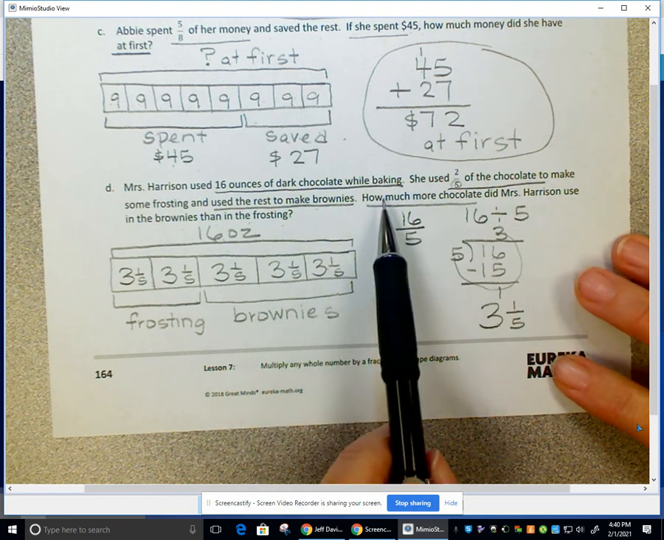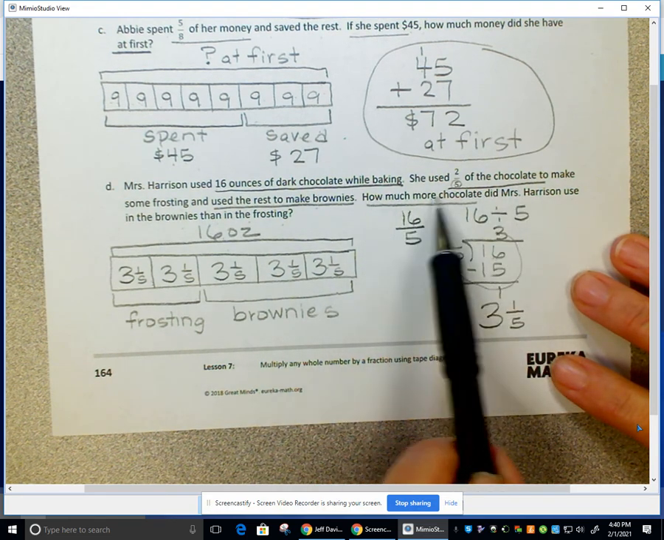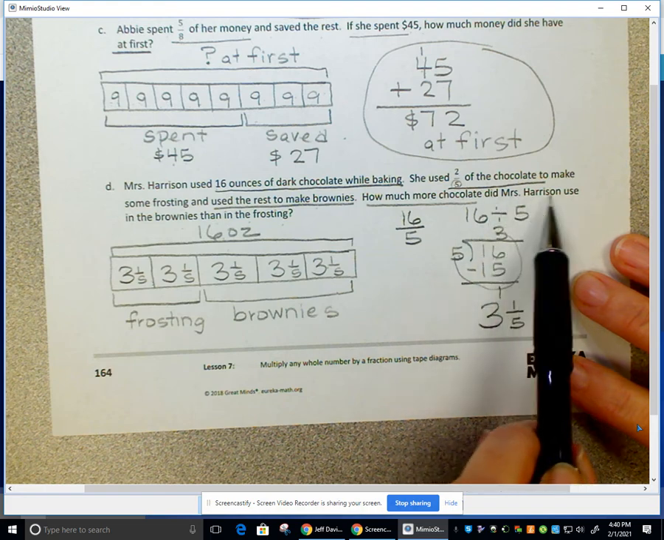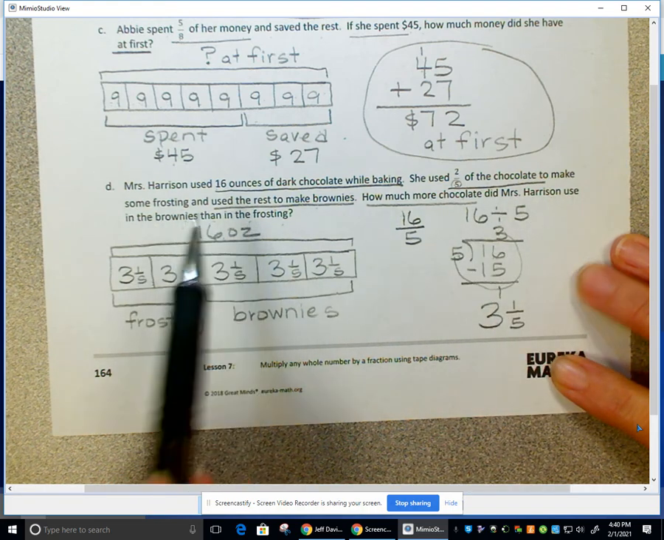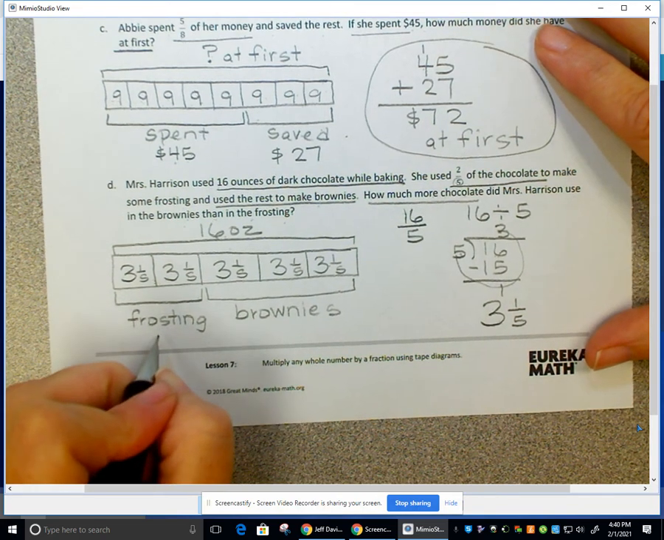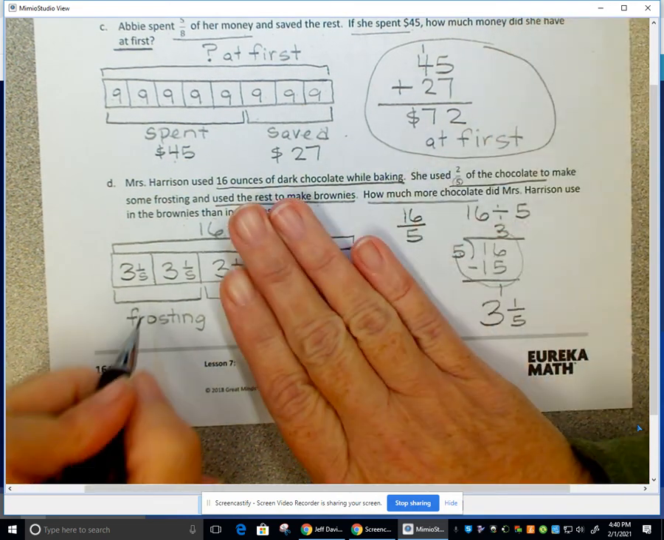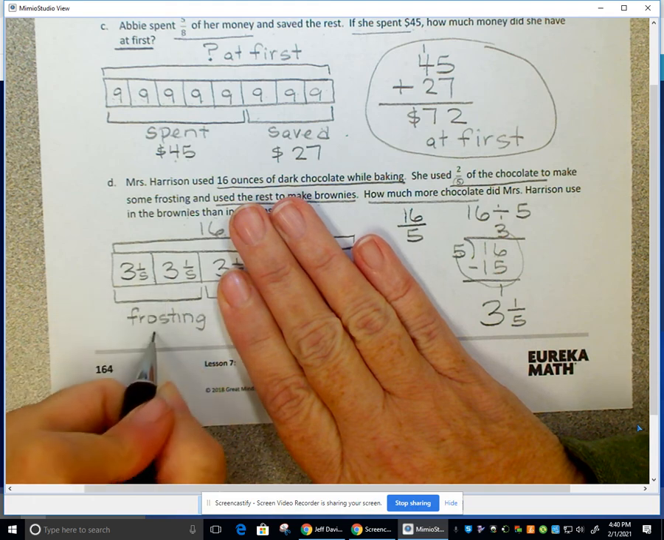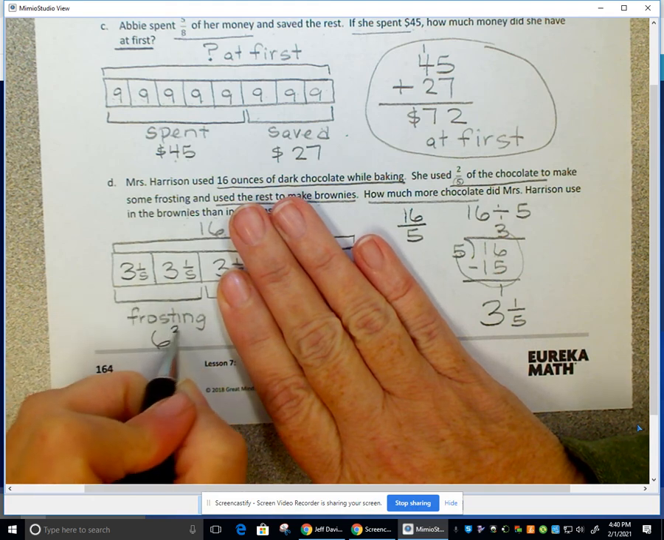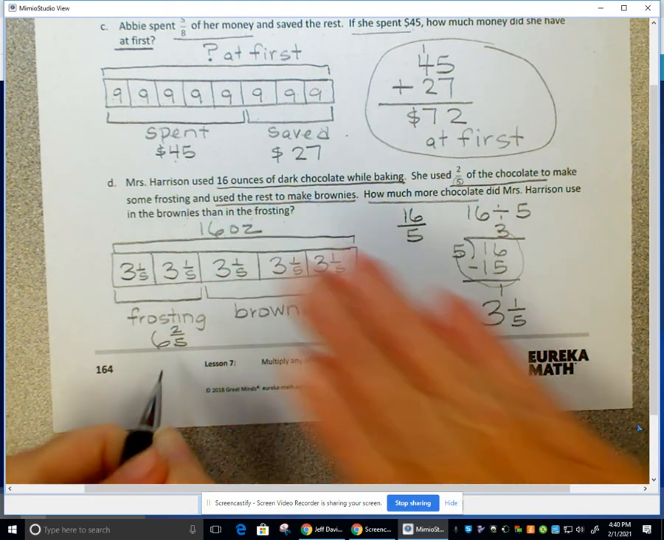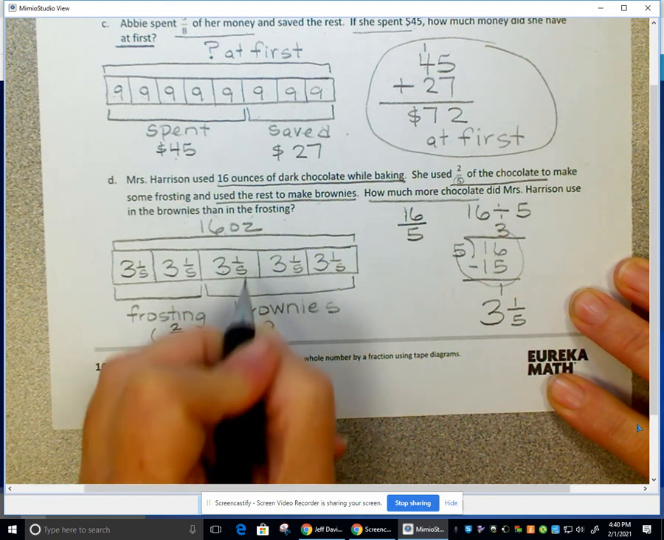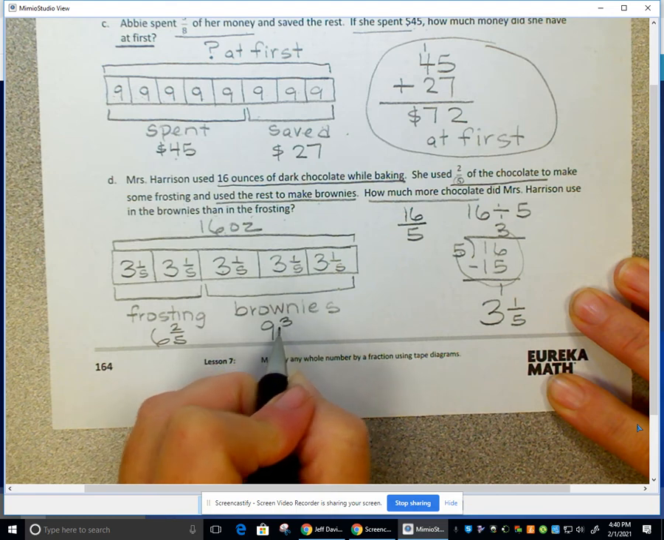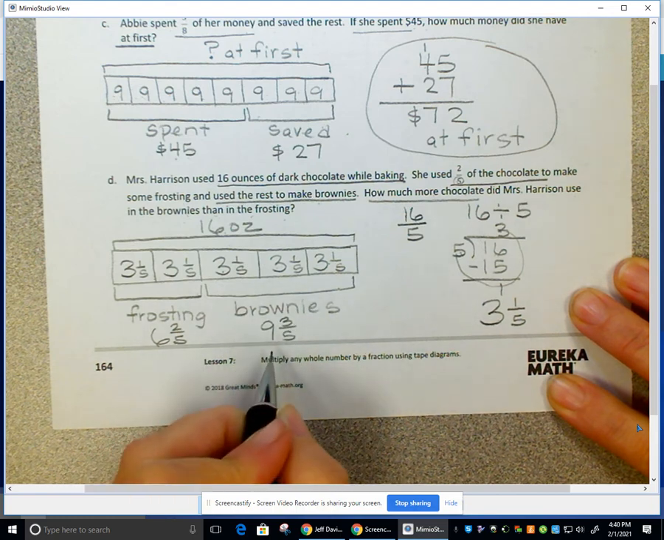Now, they want to know how much more chocolate did Mrs. Harrison use to make brownies than in the frosting? Well, the frosting, if I put these together, 3 plus 3, that's 6 2/5. The brownies, 3, 6, that's 9, 1, 2, 3/5. I've got to subtract these.